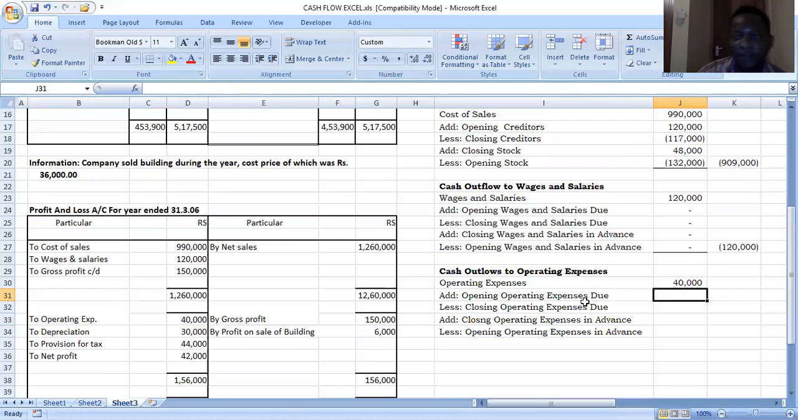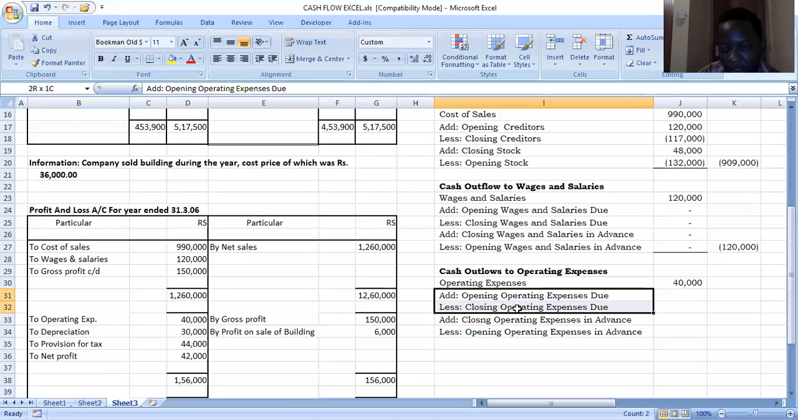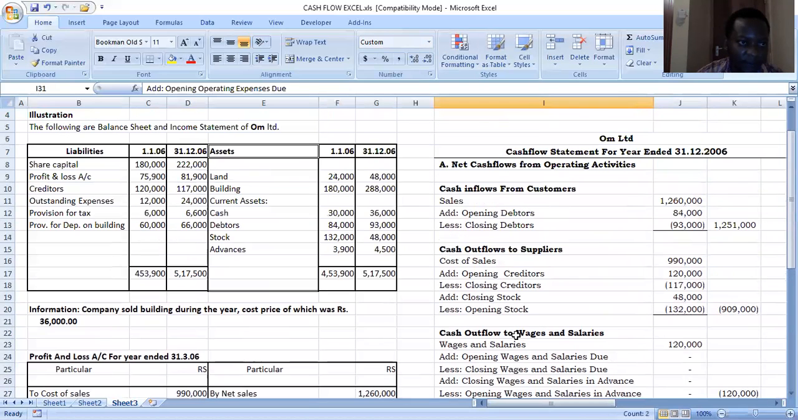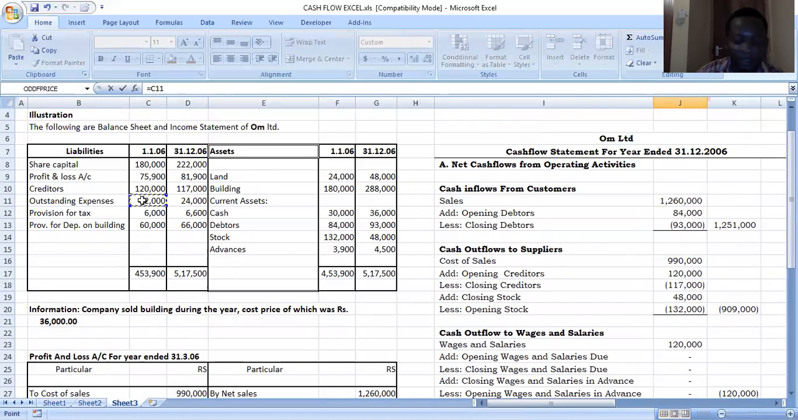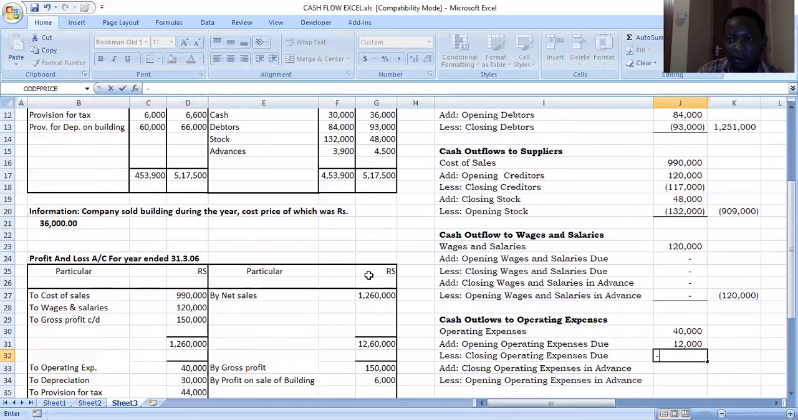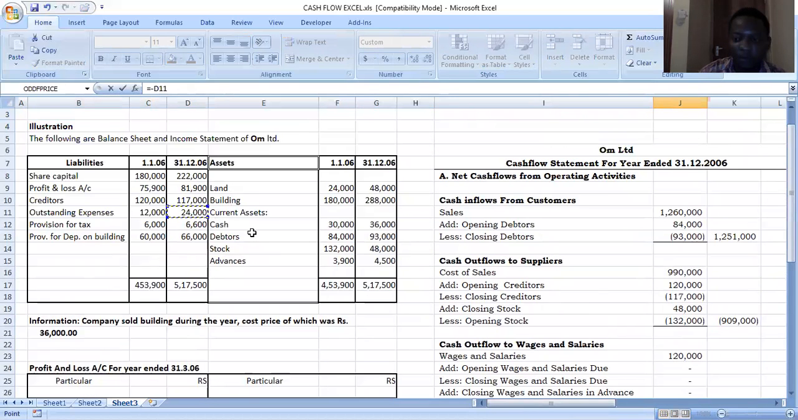Then we have operating expenses due. So we add opening operating expenses due and less closing operating expenses due. Outstanding expenses are current liabilities, so these items can be found in the balance sheet on the liability side. We have the opening 12,000 and the closing 24,000. We put them in the cash flow statement: we add the opening outstanding expenses and less the closing operating expenses due, that is 24,000.